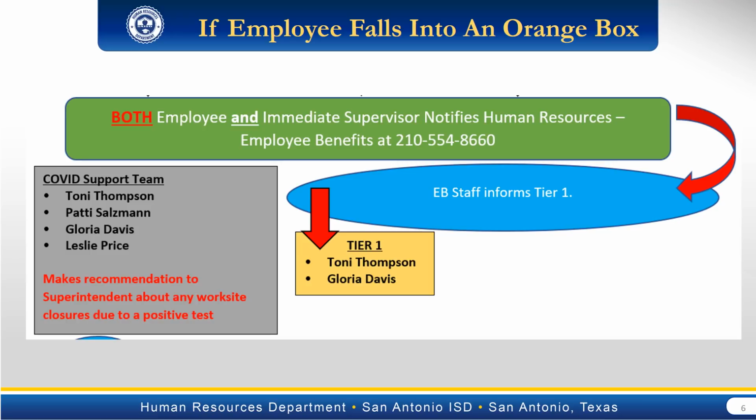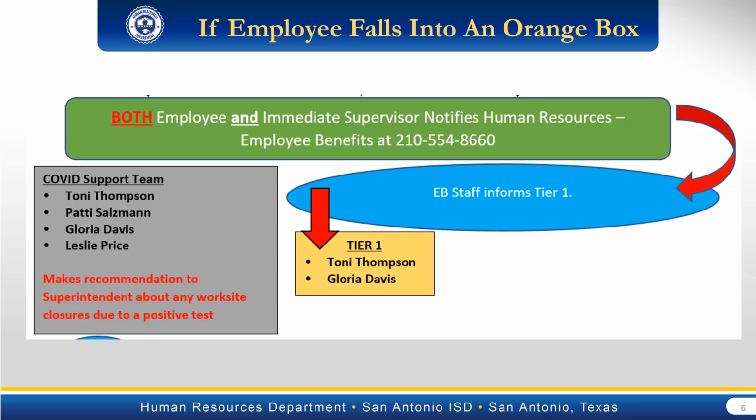And that team makes any recommendations to the superintendent if there is a need for any work site closures as a result of a positive test. Let me just give you a very short example of what that could look like. During the month of June, our athletics department managed a great strength and conditioning program for anywhere from 800 to 1,000 student athletes a day. They were structured in pods or small groups so that certain athletes reported to the same pod every day, along with one or two specific coaches.